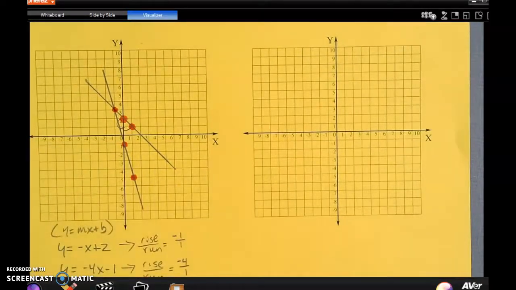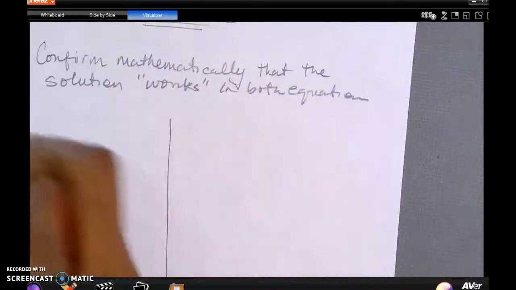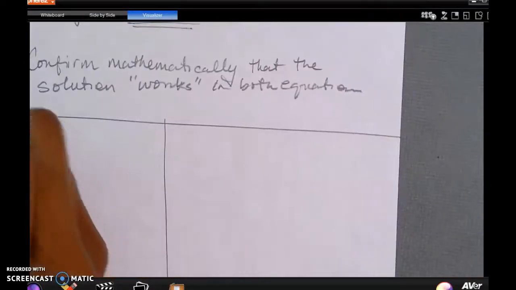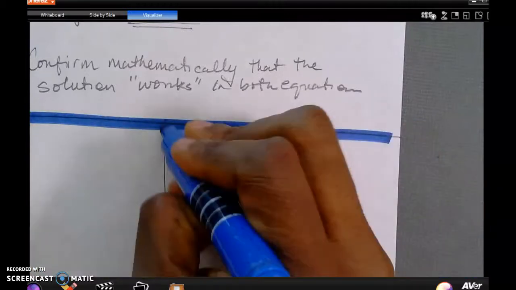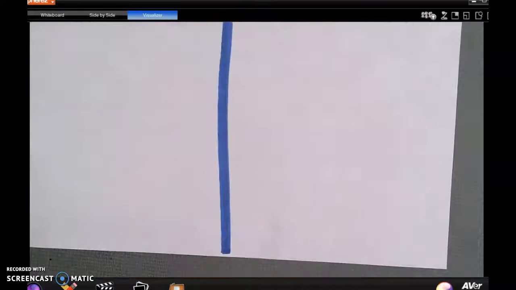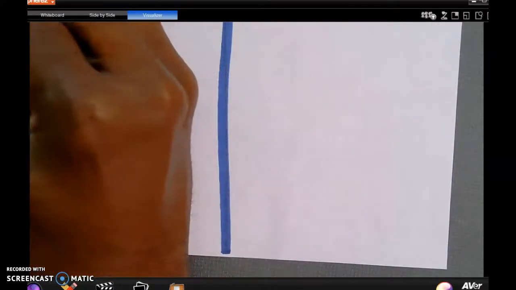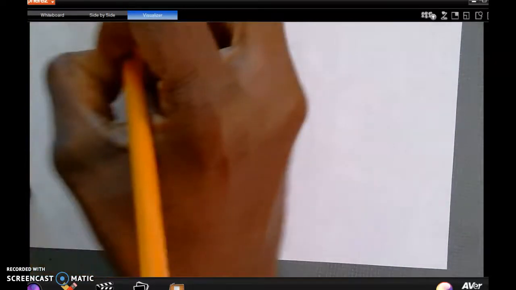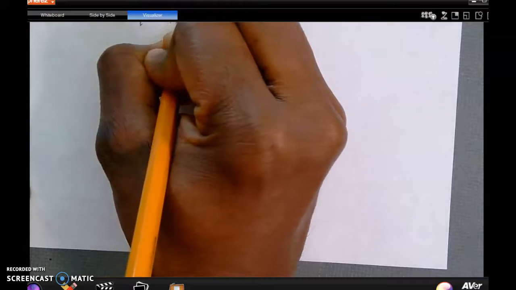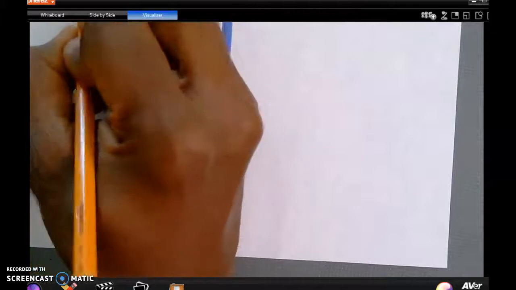Now I want to confirm it mathematically. And I'm going to do that on this sheet. Okay? So we're going to confirm that mathematically. And I'm going to draw myself a line here just to keep everything separated. Okay? So now, I want to confirm it mathematically. So I'm going to put both of these equations here. That's y equals negative x plus 2, and then y is equal to negative 4x minus 1. Sorry.